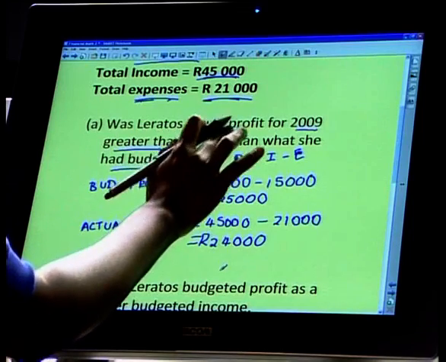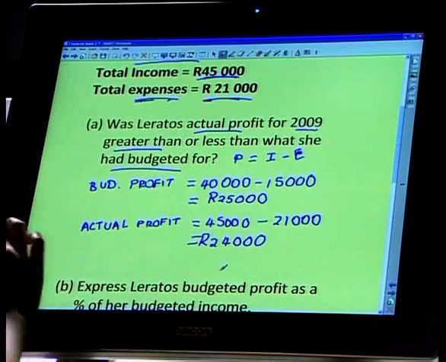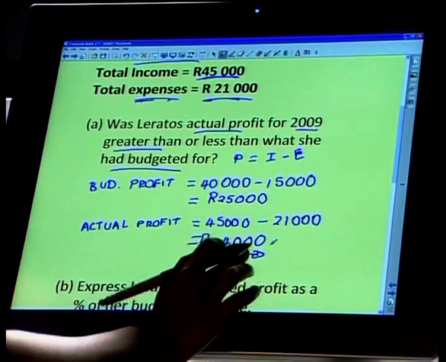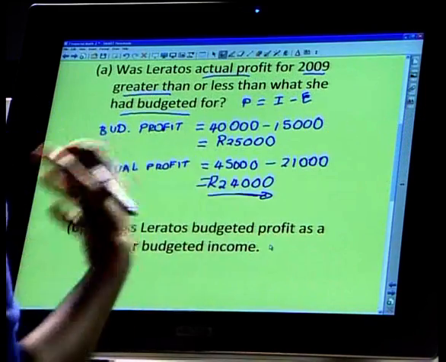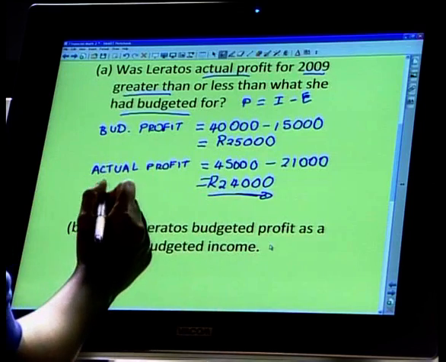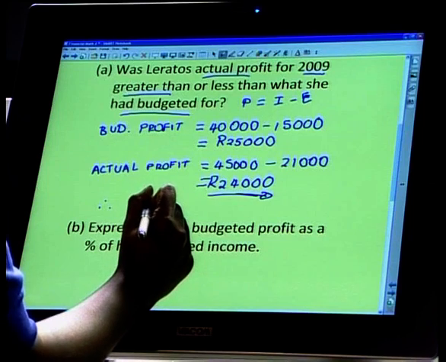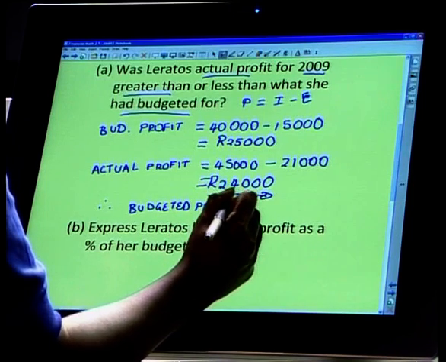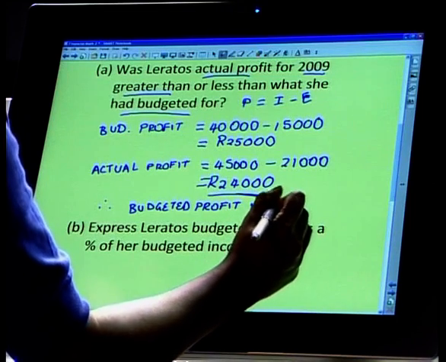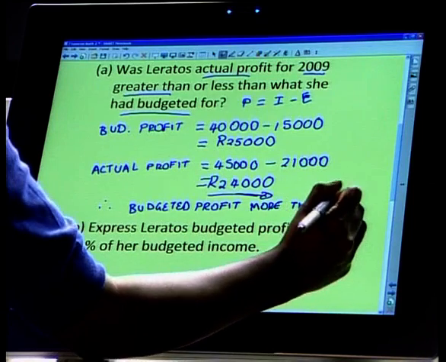So in both cases she's making a profit, and we can now answer the question: was her actual profit greater than or less than the budget? Her actual profit was less than what she thought it would be. So she expected to make more money than she actually did. Even though her income was more than what she thought, because her expenses went up as well, her actual profit ended up being less than what she budgeted for. So therefore, we can say the budgeted profit was more than the actual profit.